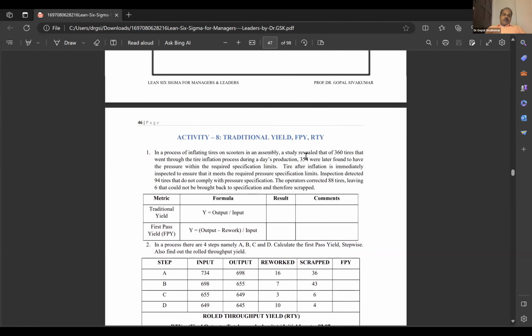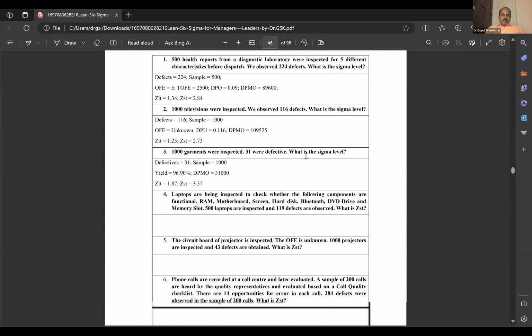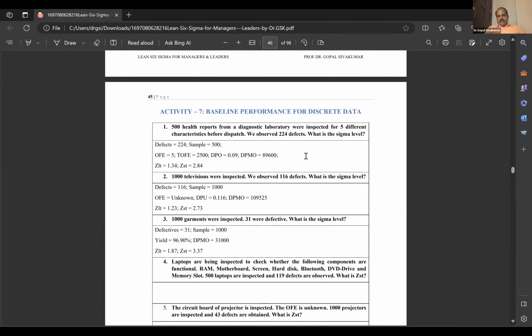All right. Now I want all of you to use the sigma level calculator and complete activity number 7. Sigma level calculator, you remember I have shared one Excel file. Am I correct? Have I shared or not? Yes. Sigma level calculator version 7, right? I'm going to use that right now. You can also use it in parallel, and that will help us understand the conversion between DPMO and sigma level and all of this.